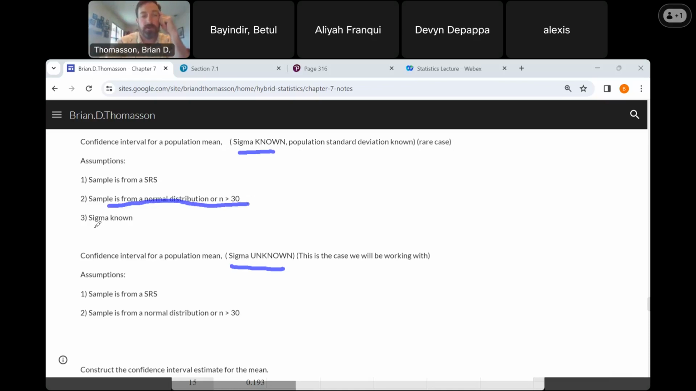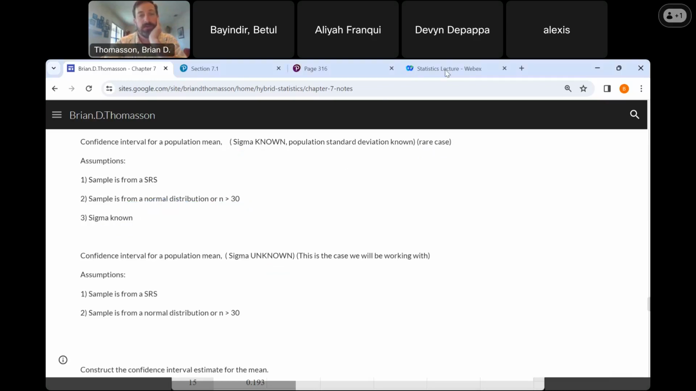And then this is where it falls apart, where sigma is known. That's a pretty rare case. When I say rare, I've been in statistics for over 25 years, and I haven't seen it happen yet. So yeah, it's pretty rare. Let's figure out why.